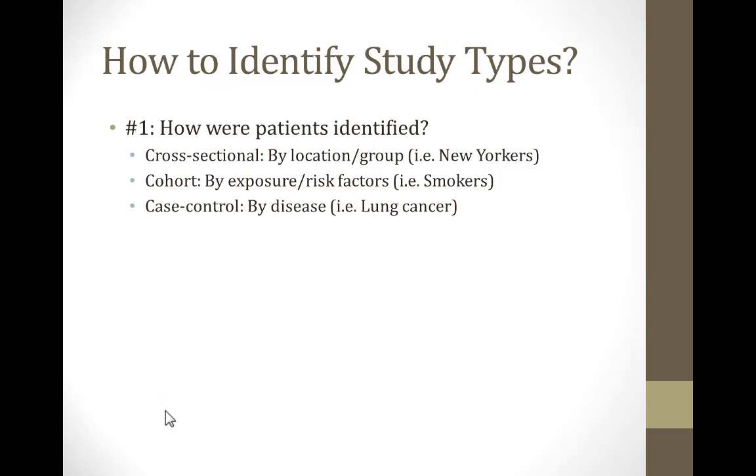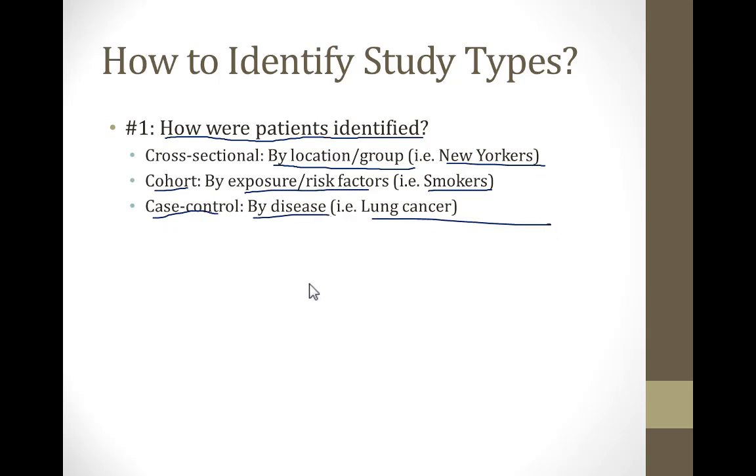So let's go over some of the steps we went through to identify study types. First, ask yourself how they identified the patients. In a cross-sectional study, patients are identified by location or group, like for example, New Yorkers. In a cohort study, they're identified by exposure or risk factor, like smoking status. And in a case control study, they're identified by disease, like presence or absence of lung cancer.